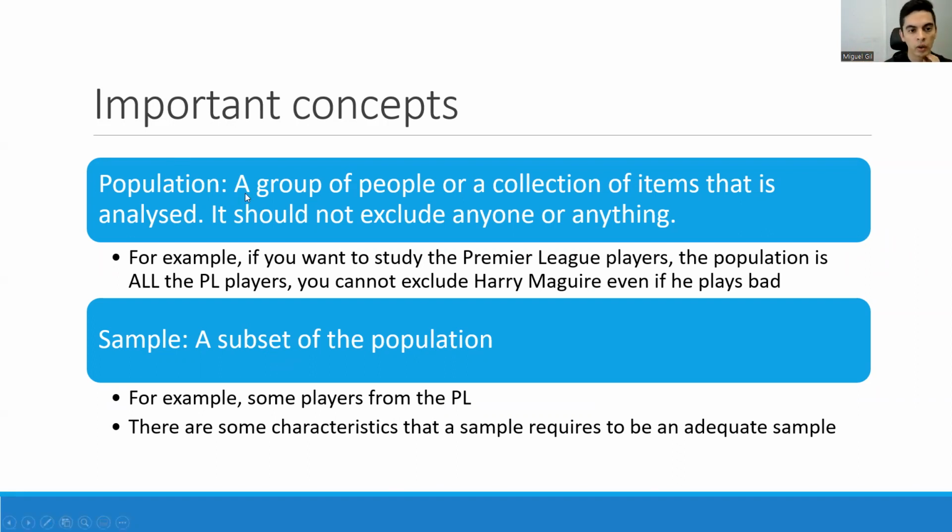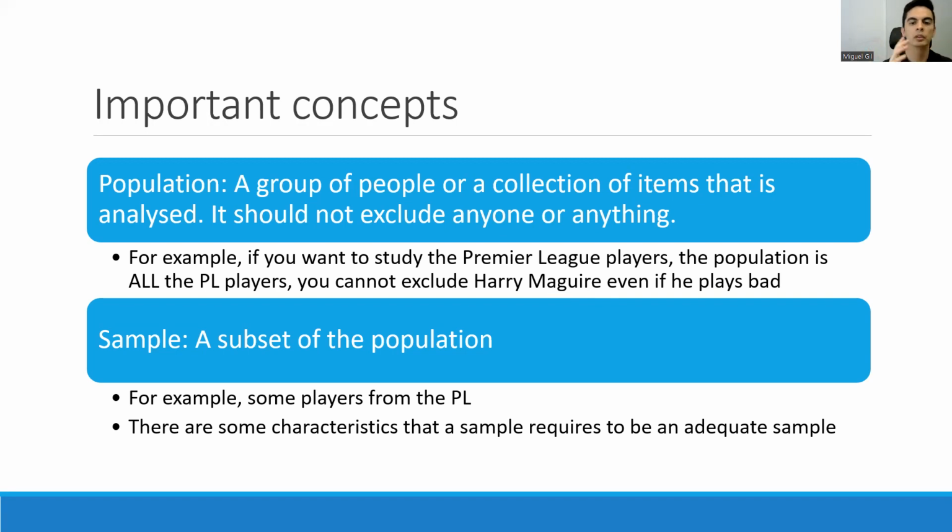So because of that, we always assume that we want to study a population. The definition of the population is a group of people, or it can be a collection of items, that you want to study. And something very important, this is a must, it must not exclude anyone or anything. So here is a quick example from football. If you want to study Premier League players, the population is everyone in the Premier League, right? Everyone. You can't exclude a single player, okay? So that will be your population, because you want to study Premier League players.